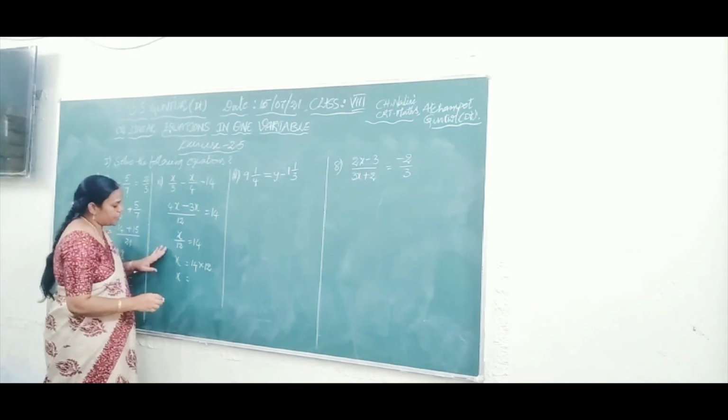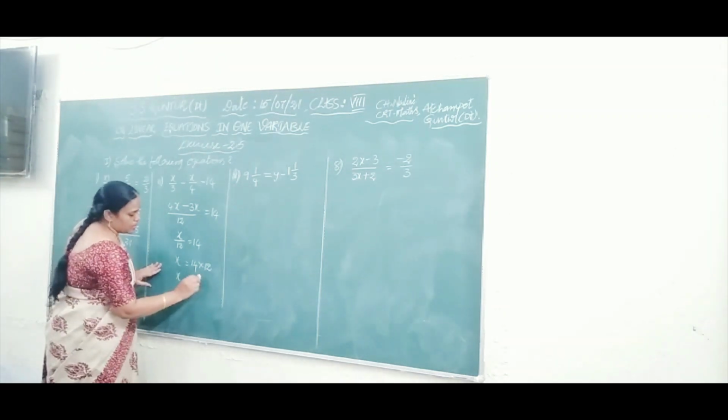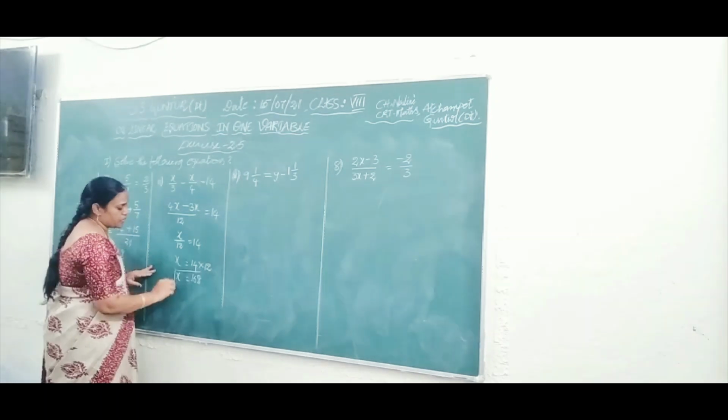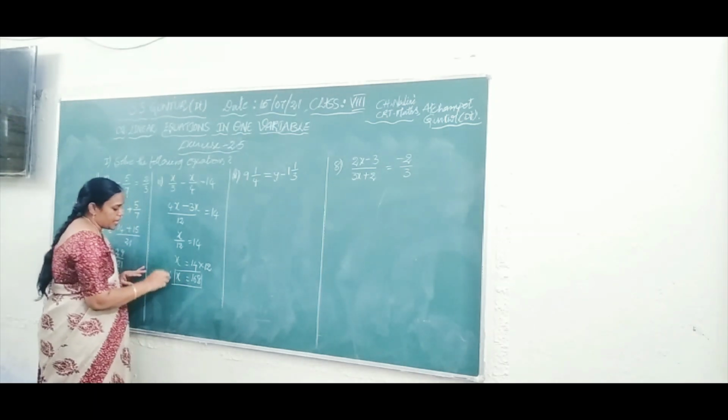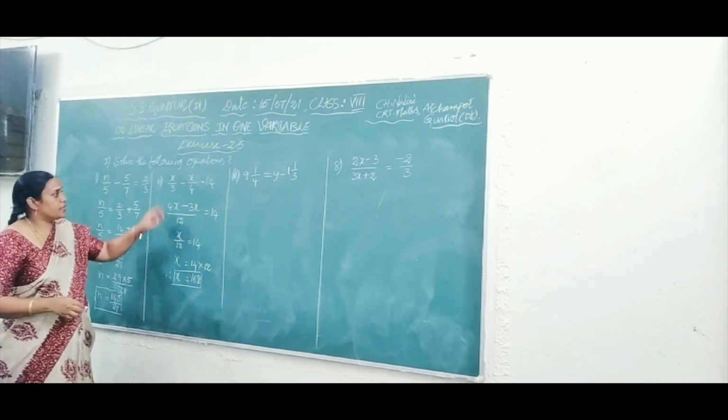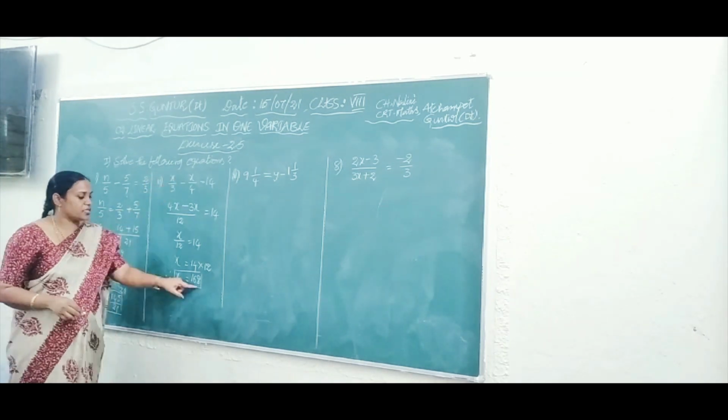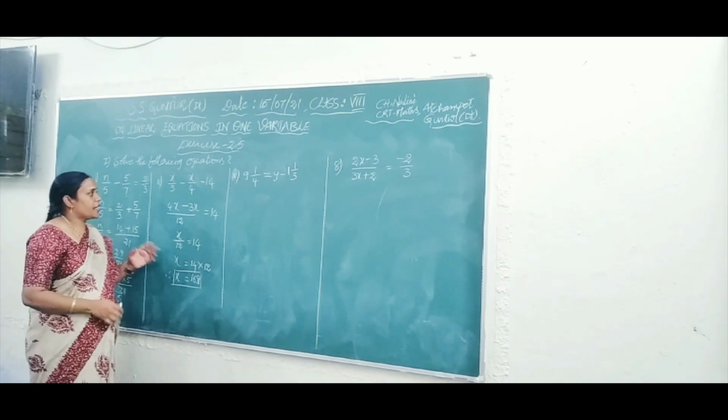So this is the value of x. x is 168. See again, x by 3 minus x by 4 is equal to 14.